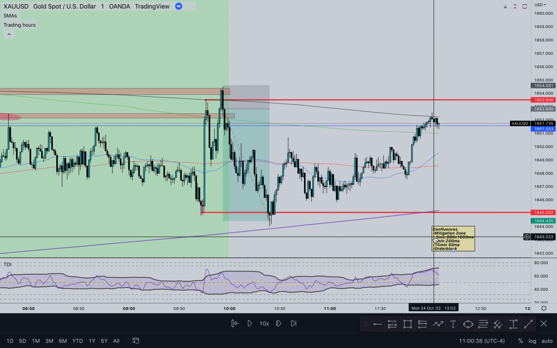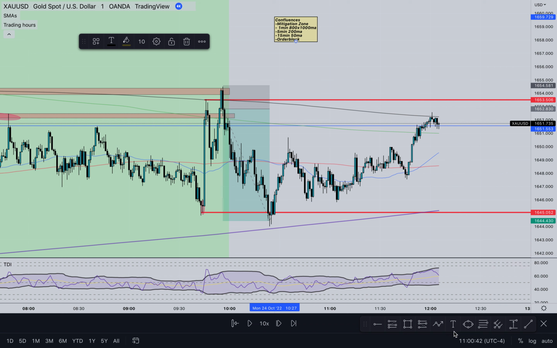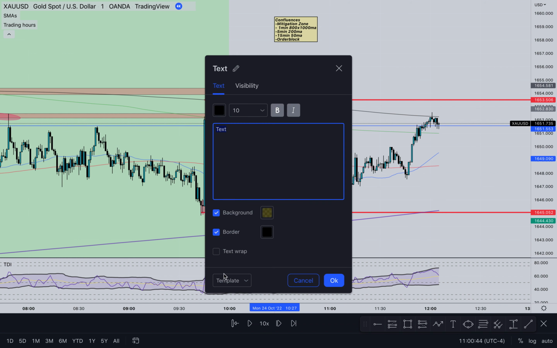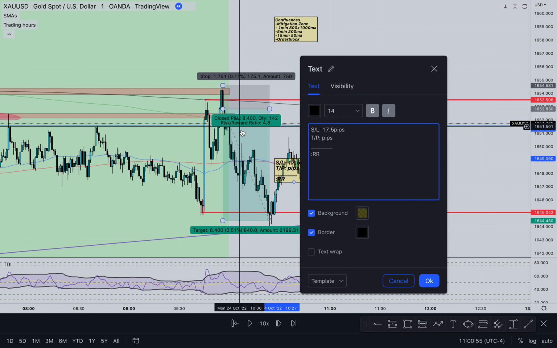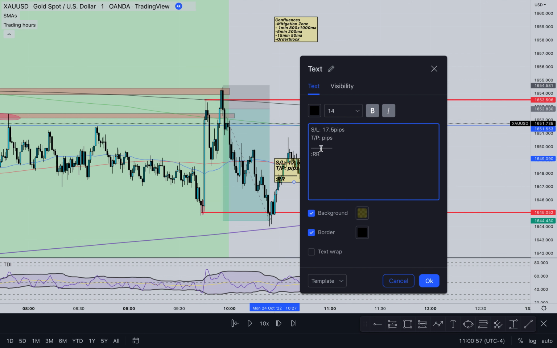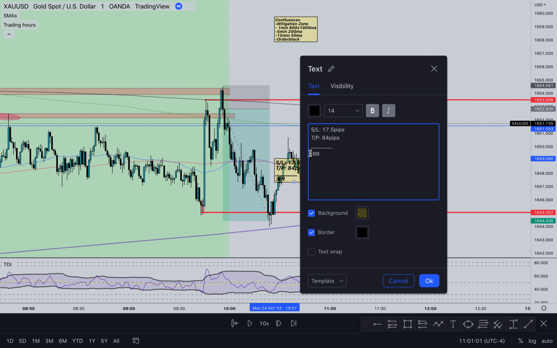I still didn't take the trade because this was a crazy order, and I felt like I'm done for the day. So let me put this into perspective. How much was that? 17.5 pips. Yeah, I definitely remember that. It was an 84 pip TP. It went to 4.8 RR. This was Monday.